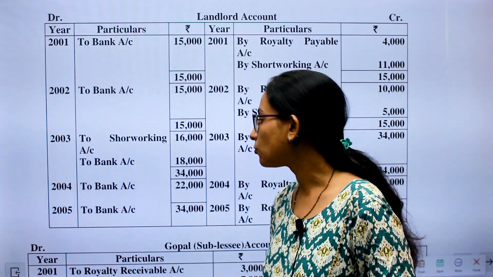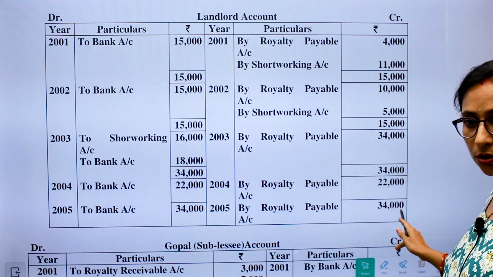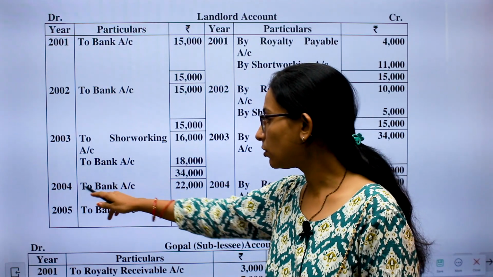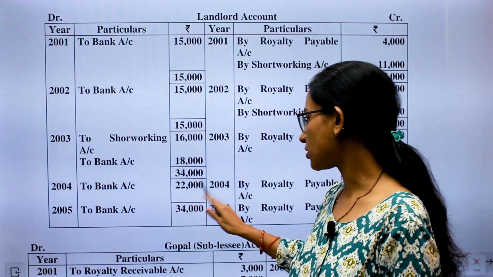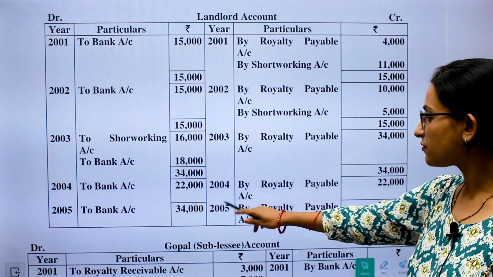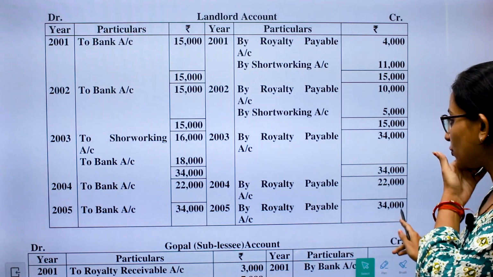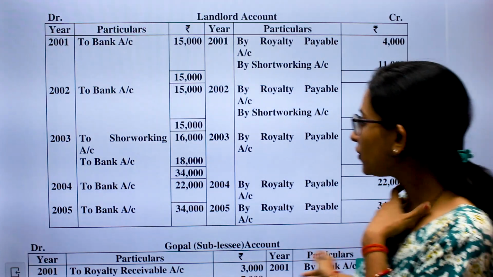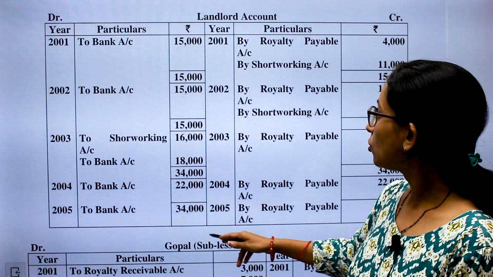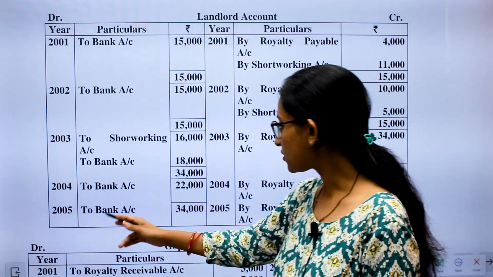In 2004 there was a royalty payable amount we have created of 22,000, and we have made the payment in 2004 to bank account 22,000. In the last year, 2005, the royalty payable account is created with 34,000 and the same amount we have debited to bank account with 34,000. In this way the landlord account has been tallied in 2005.